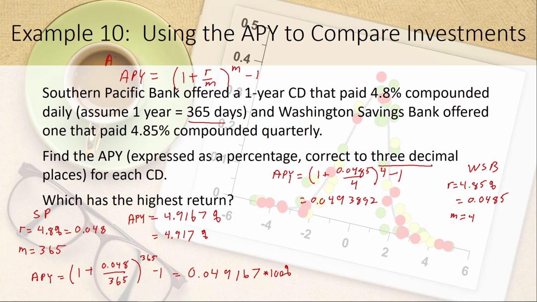0.049392. Now this is a decimal, this is not a percentage, so we want to multiply this by 100%, and then that will give us 4.9392. We want this to the third decimal place, and 9 is the fourth decimal place, so this will give us an APY of 4.939%. Which one has the highest return? Washington Savings Bank has the highest return. That's the one that you're probably going to want to go with.